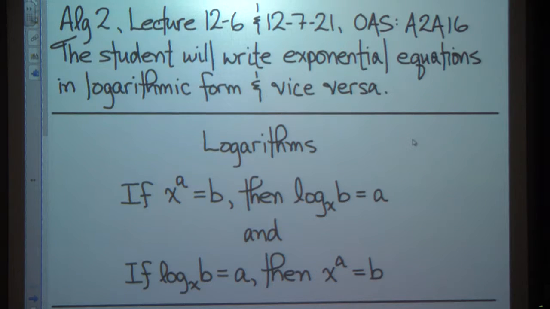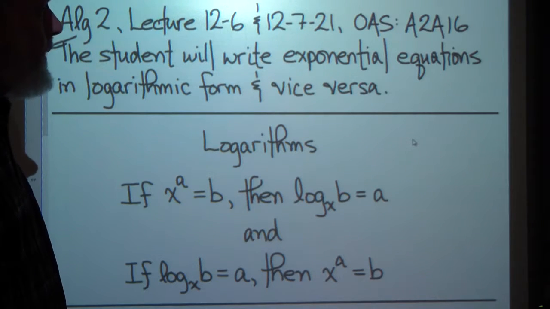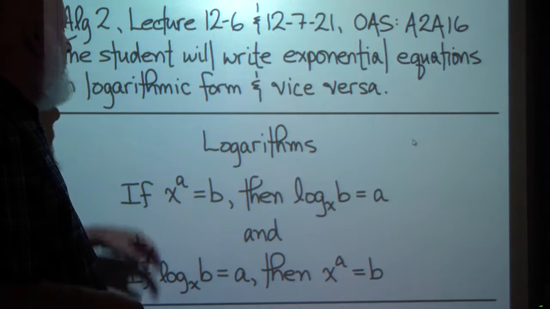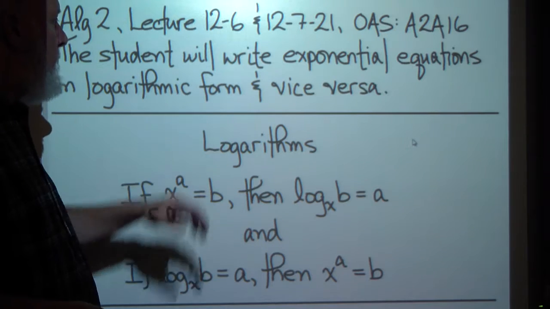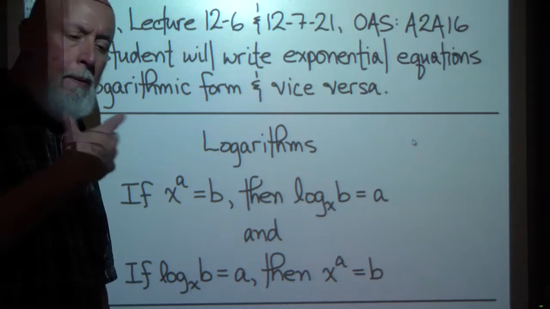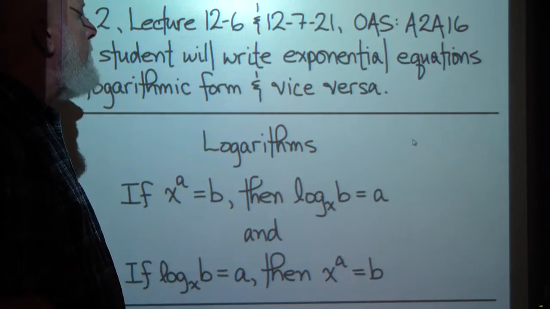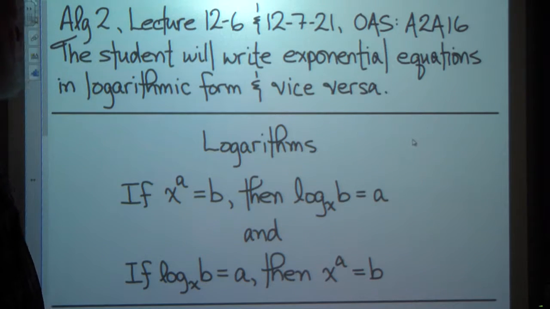All right, we've got Algebra 2, Lecture 12.6 and 12.7, Oklahoma State Standard A2A16. The student will write exponential equations in logarithmic form and vice versa. So we're going to be given an exponential equation and be asked to write it in logarithmic form, and then we'll be given a logarithmic equation and be asked to write it in exponential form.